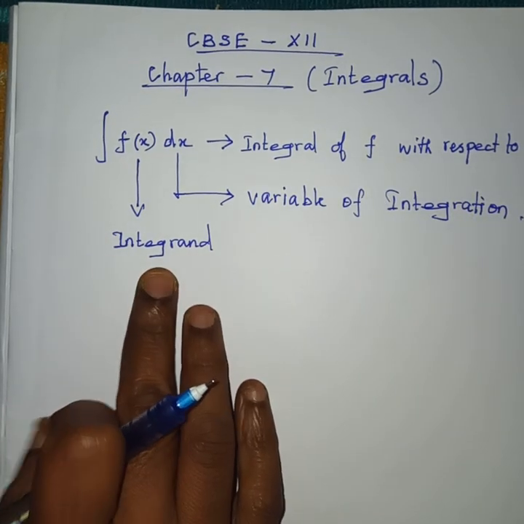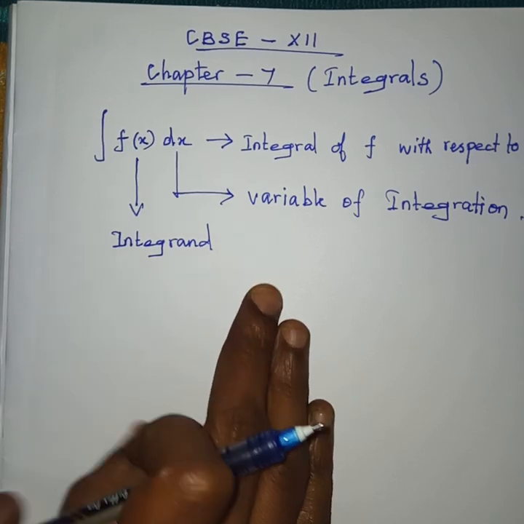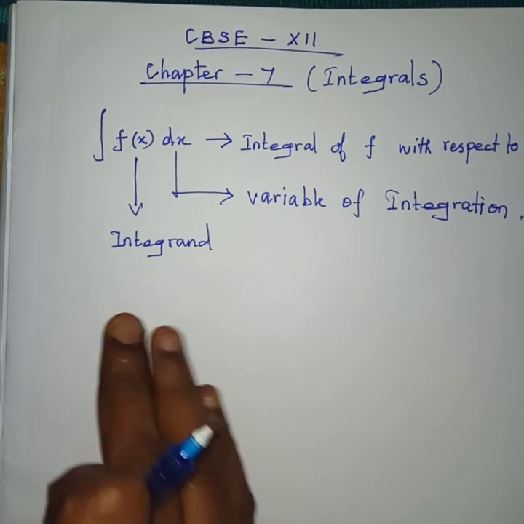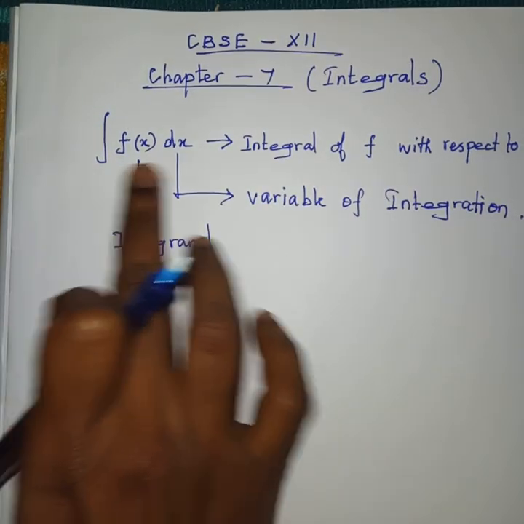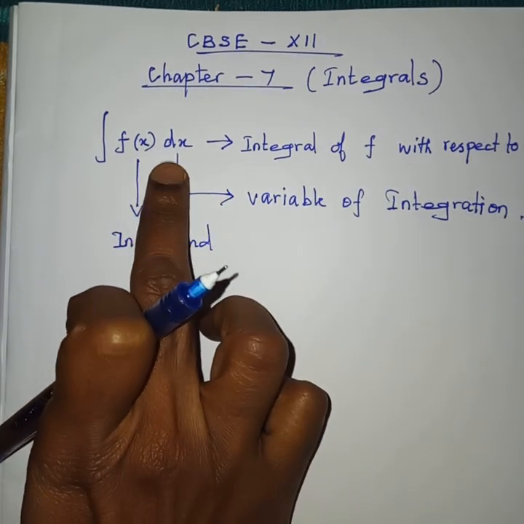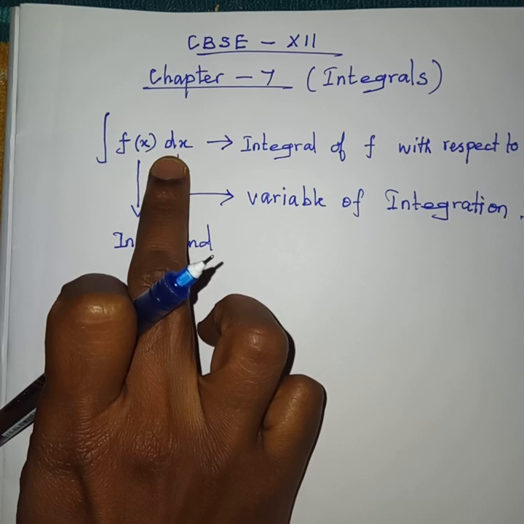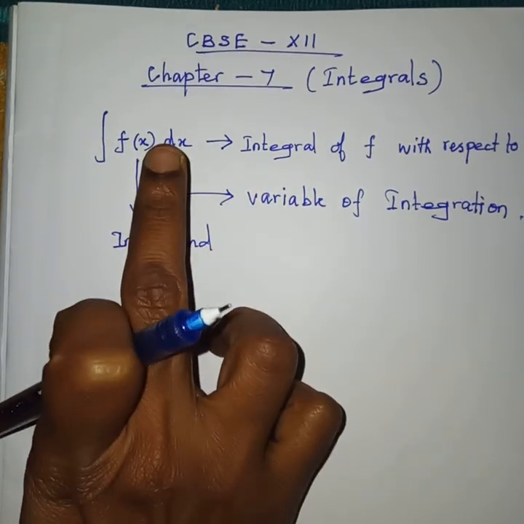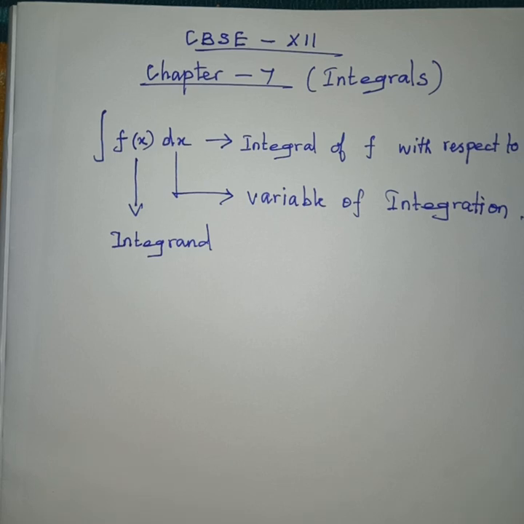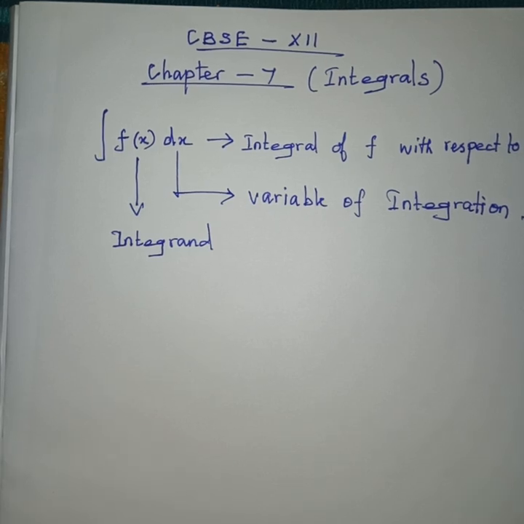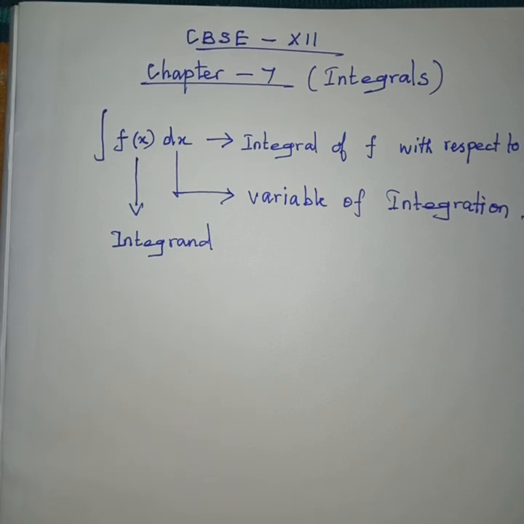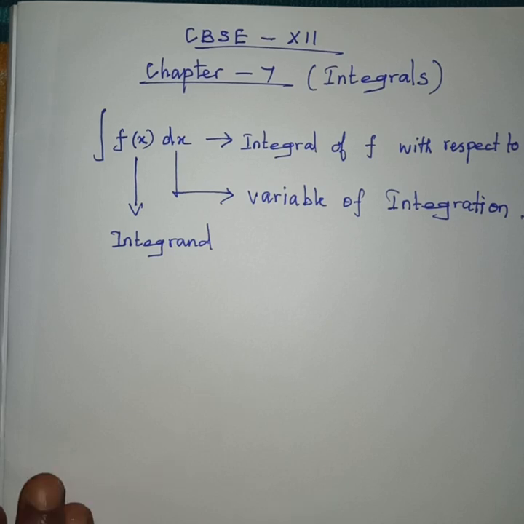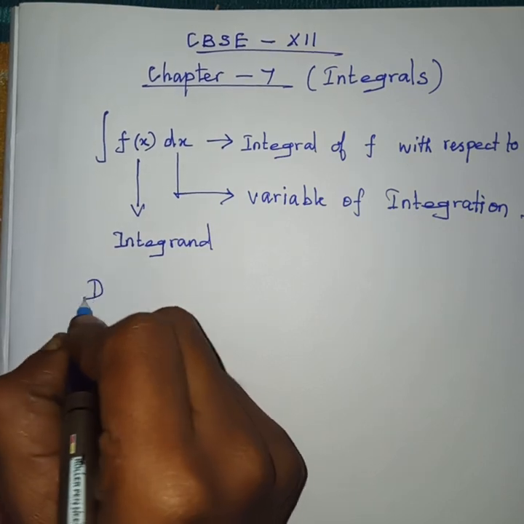To integrate means we have to find the integral value. Integration means the process of finding the integral. This is common to all integrals. If we integrate with respect to x, we put dx. If we integrate with respect to y, we put dy. Where does integration come from? From derivatives. The antiderivative is called the integral, so first we must know the derivatives.